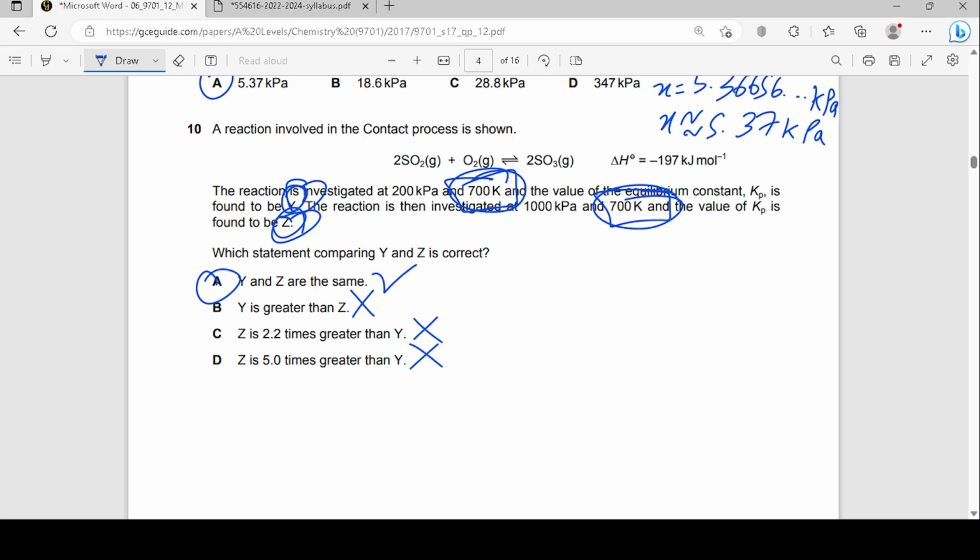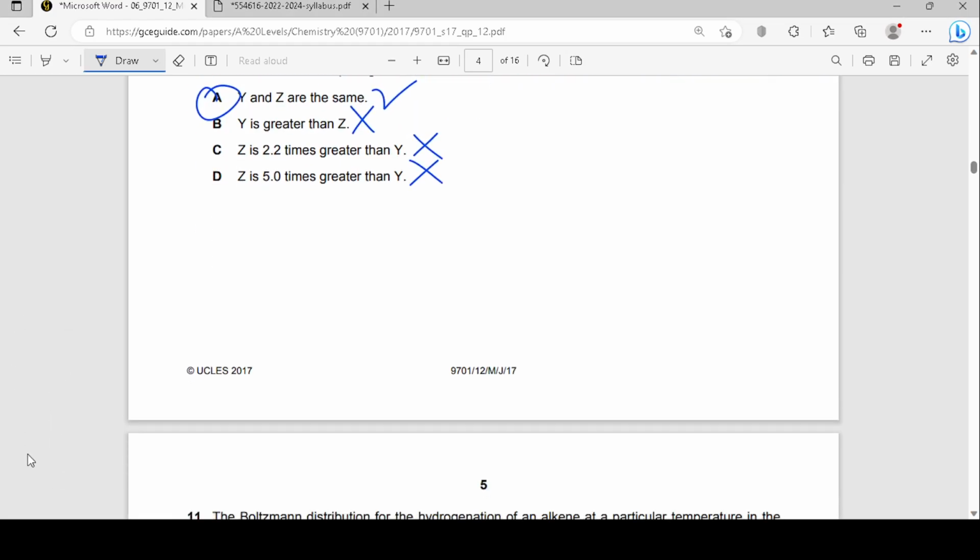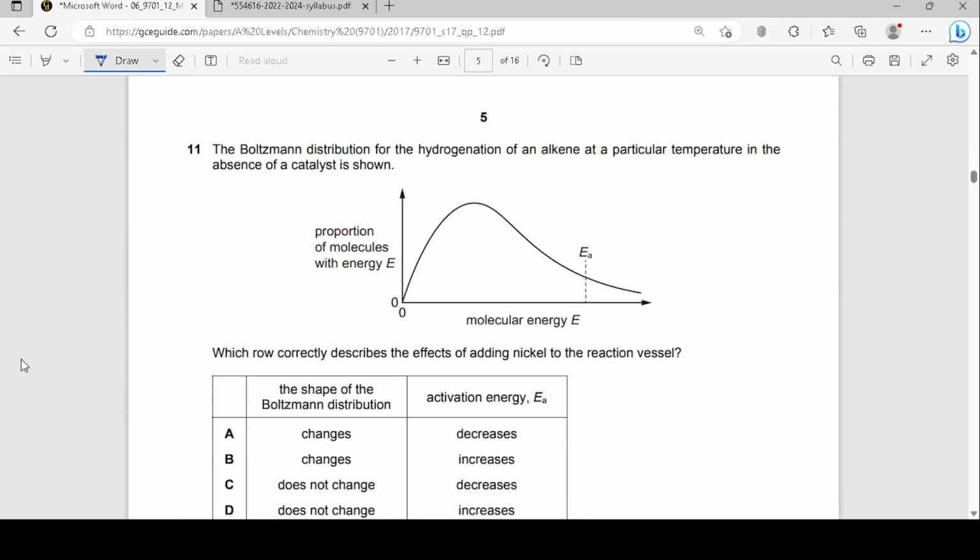All right, and for the next question. The Boltzmann distribution for the hydrogenation of an alkene at a particular temperature in the absence of a catalyst is shown. Now which row correctly describes the effects of adding nickel to the reaction vessel? So nickel is basically a catalyst, right? And in hydrogenation, yeah, we use a nickel catalyst.